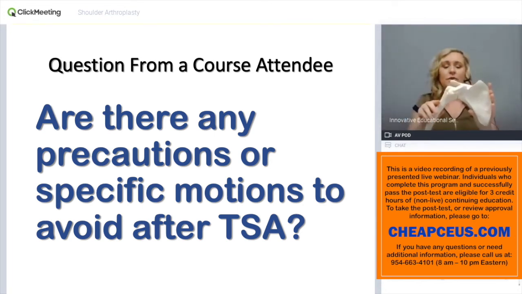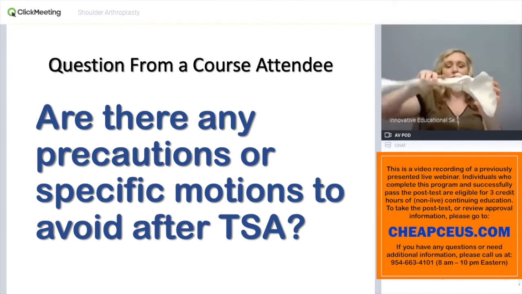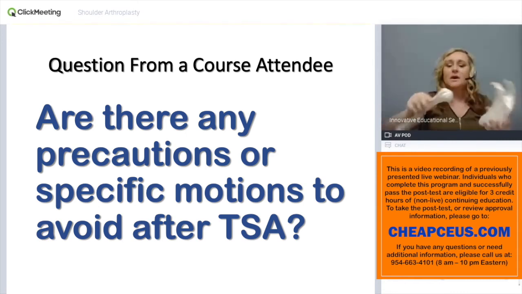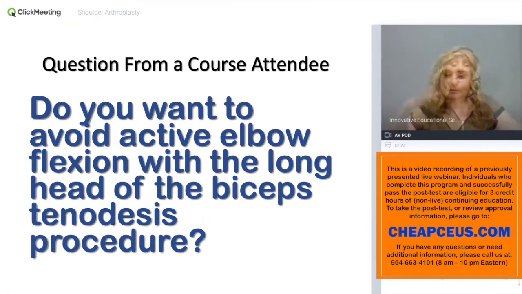And then later on, we're going to see a precaution, once active range is allowed, of avoiding abduction and internal and external rotation, because that stresses that capsule. Well, the capsule doesn't exist anymore. It stresses that anterior region of the joint, placing the patient at risk.